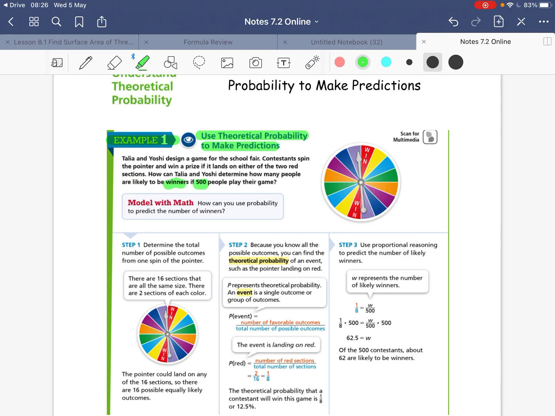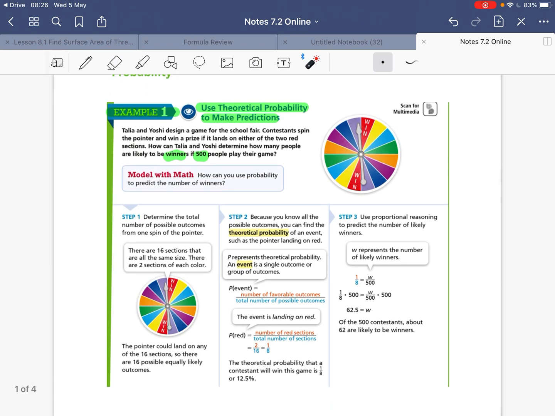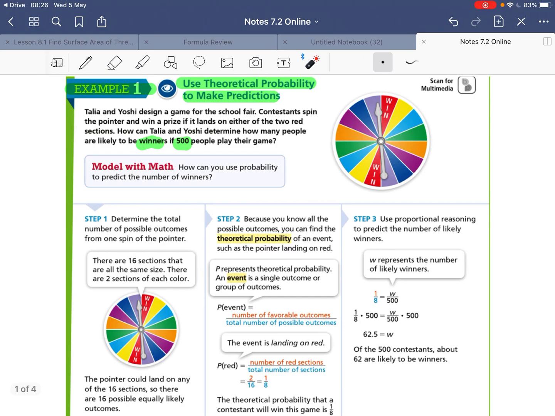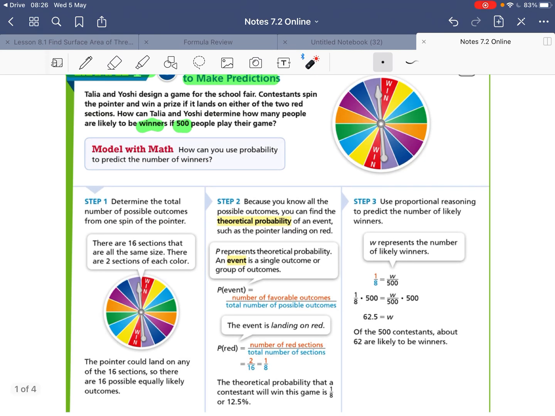So this is key here. So we can notice that to be a winner, you can either land on this red section or this red section here. So the first step is to determine the total number of possible outcomes. So there are 16 sections. So if you count all the sections, there are 16 and they're all the same size, and 2 of the sections are the same color.